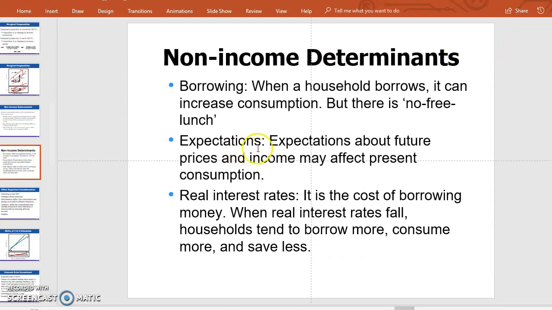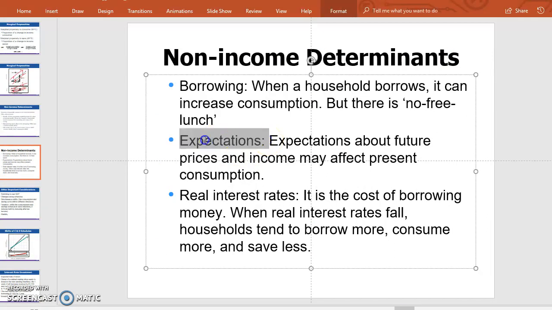Now the other, expectations, is also an important determinant of consumption. Expectations about future prices and income may affect present consumption. If you expect the price of something to increase in the future, you want to buy more today to take advantage of the opportunity of buying at a lower price, rather than wait for the future when the price goes up, right? Also for income, if you expect income to increase in the future, you will probably want to consume more today for these expectations of future income, right? And vice versa.